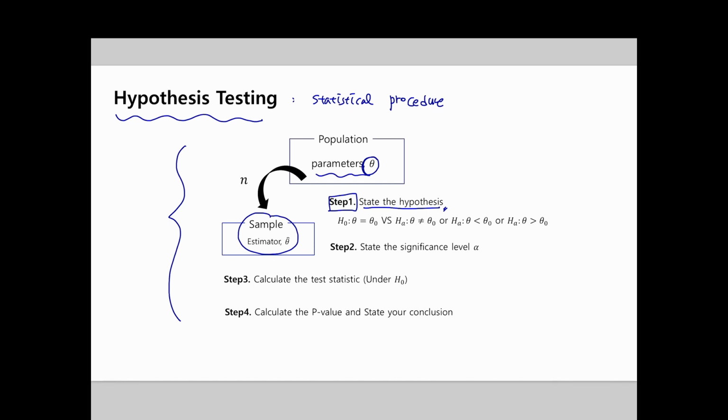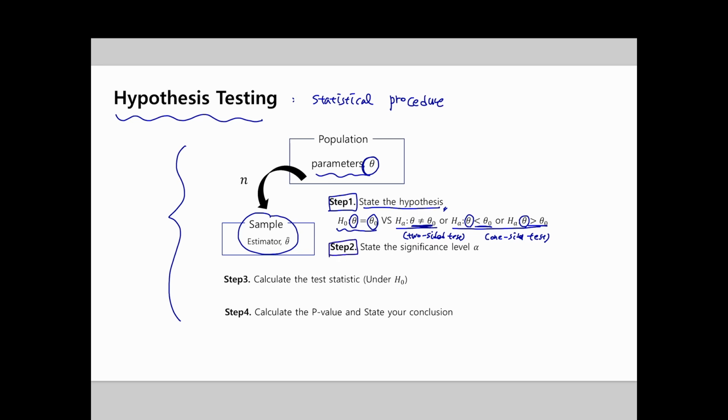We can set the null hypothesis, that is the parameter theta equal a specific value theta 0, and alternative hypothesis, which can be a two-sided test indicating a difference, or one-sided test indicating that theta less than theta 0 or theta greater than theta 0.